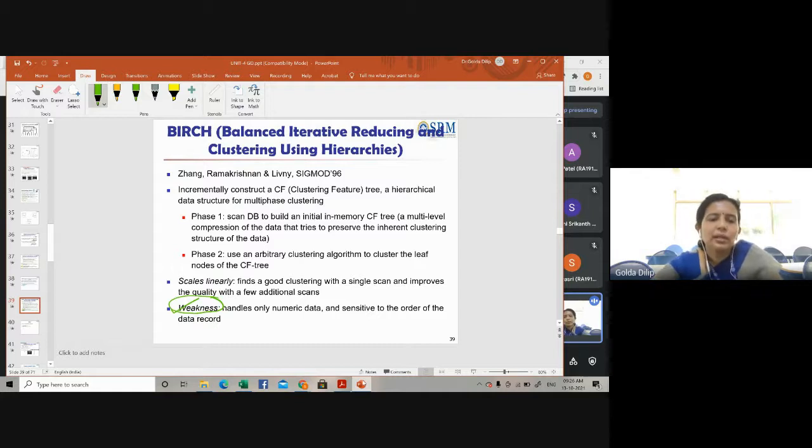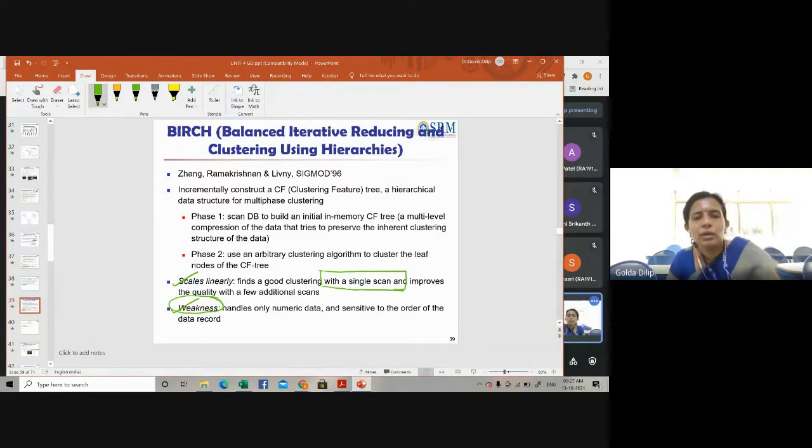But this algorithm scales linearly. It finds a good clustering with a single scan. That is very appreciable as far as the Birch algorithm is concerned. In most cases, Birch only requires a single scan of the database. It finds a good clustering with a single scan and improves the quality with a few additional scans. That is quality improvement. Otherwise, Birch requires only a single scan of the database.